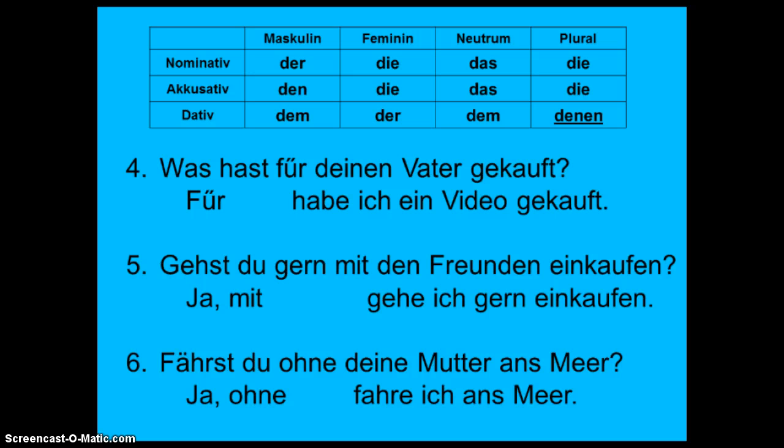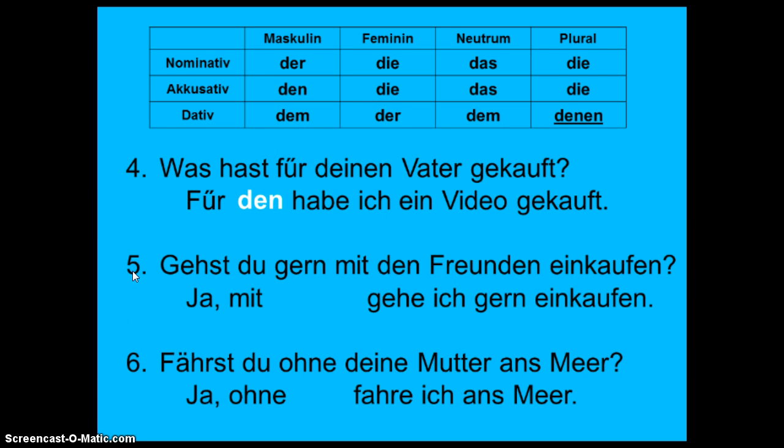Nummer 4. Was hast du für deinen Vater gekauft? We're going to refer to deinen Vater, but it's part of a prepositional phrase, so that's what I have to start with. Für should be a marker for you. It's part of the buff dog prepositions. What case are you in? What pronoun would you choose in place of Vater? The correct answer is, für den habe ich ein Video gekauft.